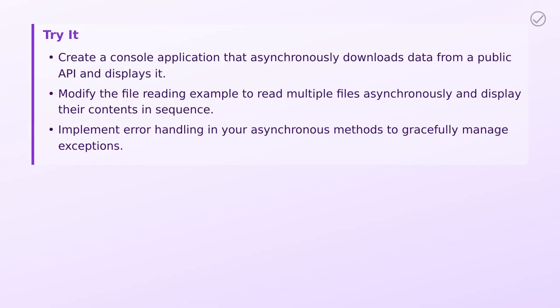Go ahead and work through this exercise. First, create a console application that asynchronously downloads data from a public API and displays it. Also, modify the file reading example to read multiple files asynchronously and display their contents in sequence. Finally, implement error handling in your asynchronous methods to gracefully manage exceptions.